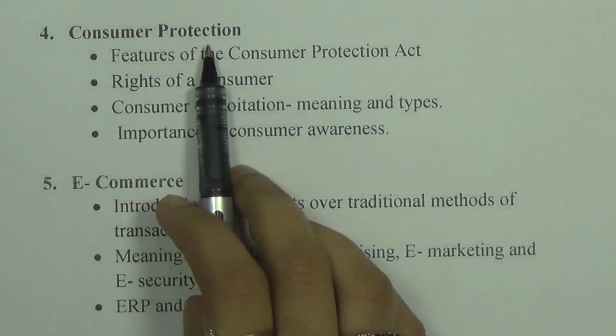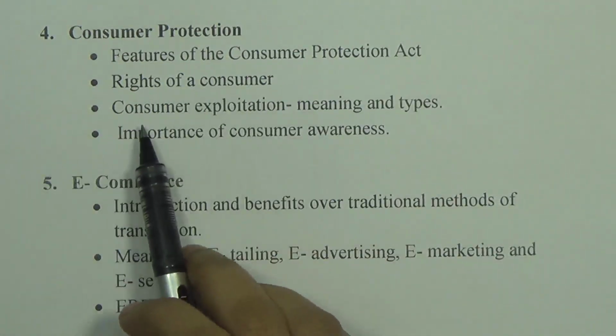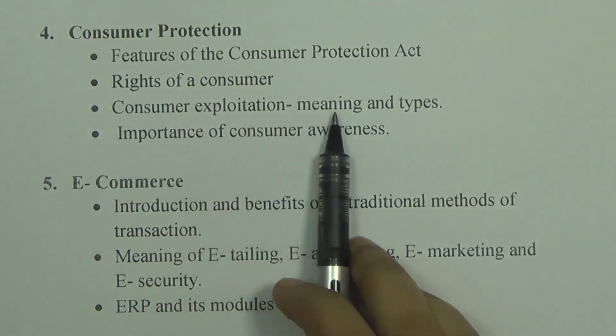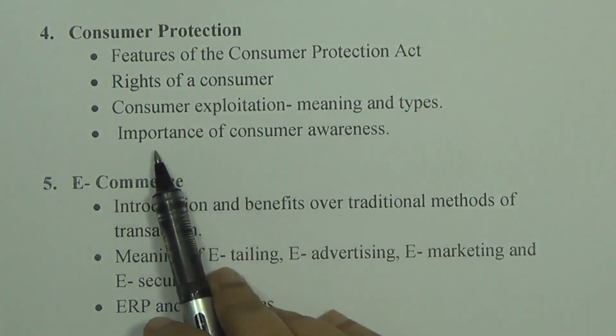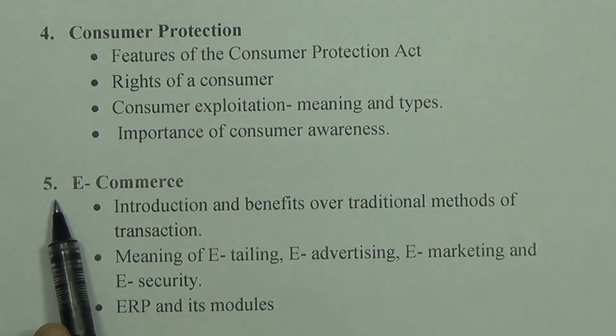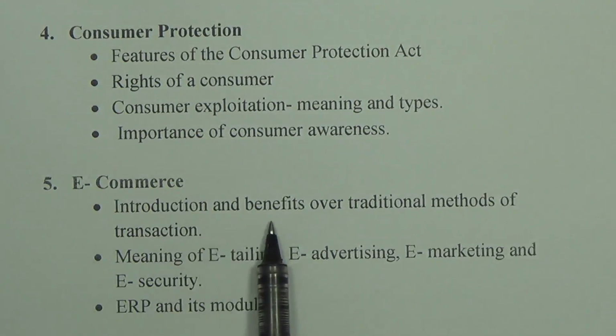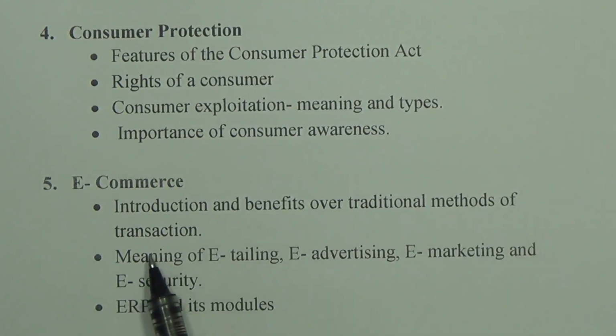Fourth chapter, consumer protection: features of the Consumer Protection Act, rights of a consumer, consumer exploitation. So you need to know its meaning and types, and the importance of consumer awareness. Chapter 5, which is newly introduced into this year's syllabus, is e-commerce. Introduction and benefits over traditional methods of transaction, meaning of e-tailing, e-advertising, e-marketing and e-security. These 4 terms, only the meaning is important to remember, nothing else. Then ERP and its modules.